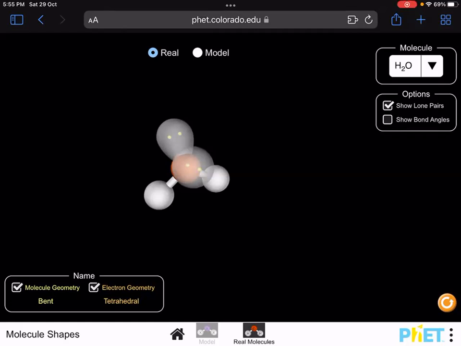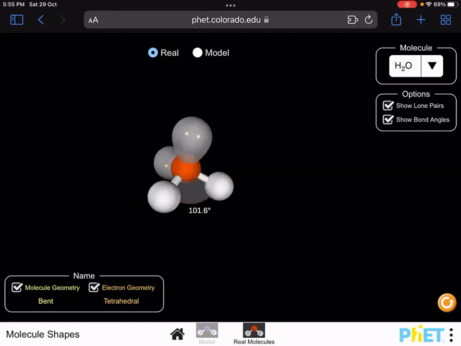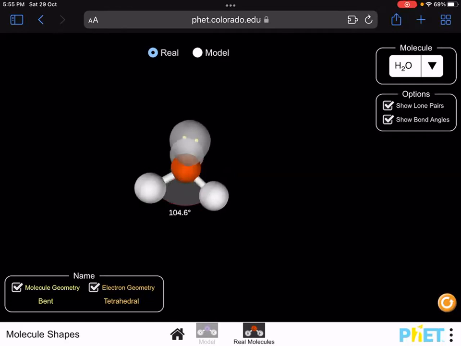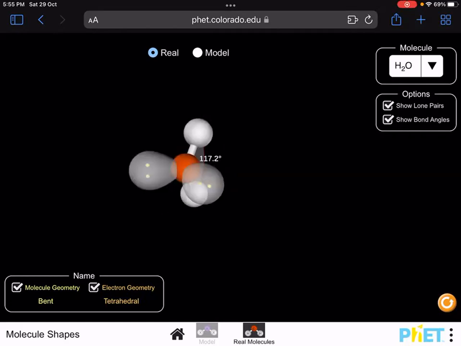Bond angle is the angle between the bonds, the distance between these 2 atoms. So that is bond angle. When you are having bond angle, here you cannot calculate the bond angle, right?